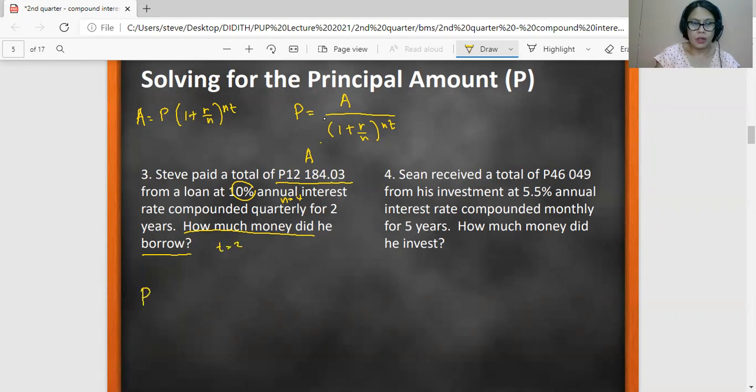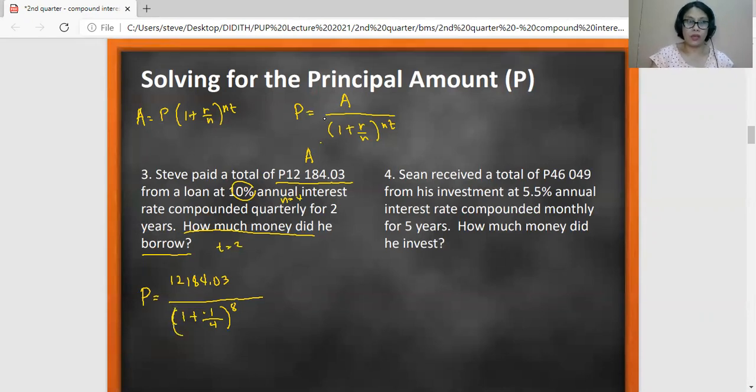So P here is equal to the final amount, 12,184.03, all over the quantity 1 plus the rate of 10% all over 4, to the 8th power. So this is 2, rather 4 times 2 years.